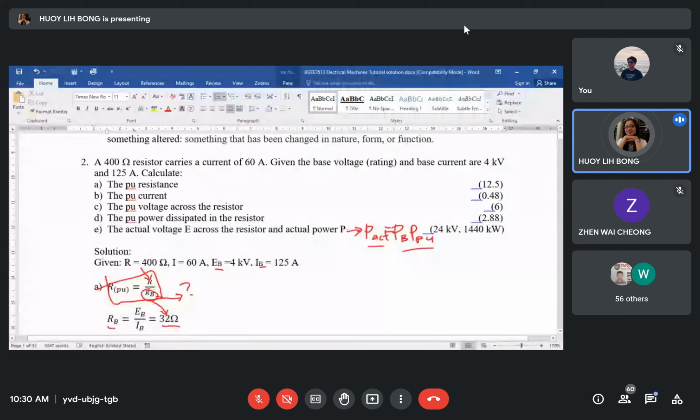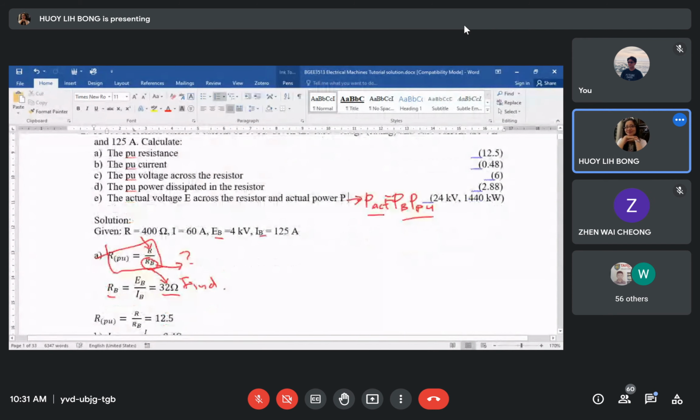Write the equation out first. After you find it, you can substitute it in. Then the answer here has no unit, it's unitless, because per unit is a ratio.